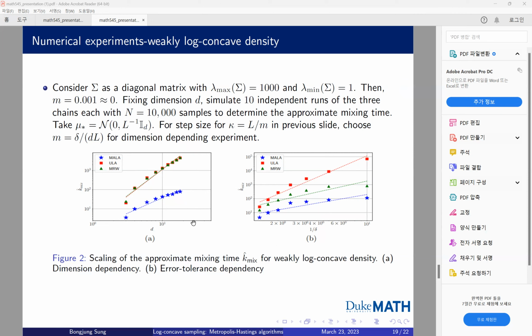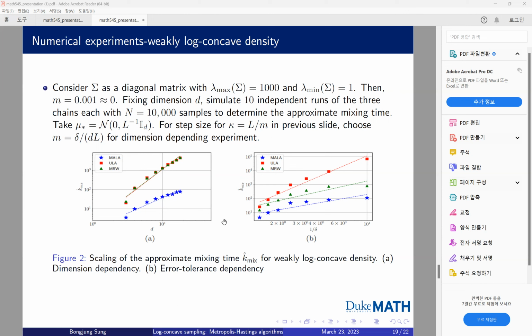Compared to the previous result, for the mixing time bound in terms of dimension dependency, MALA, ULA, and MRW show d squared dependence on mixing time for MALA, and d to the power of 3 order for ULA and MRW, while d squared for MALA.